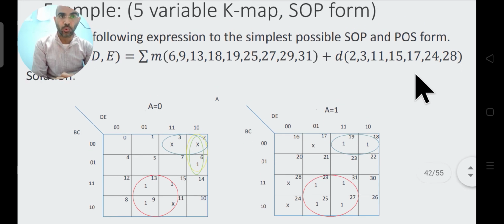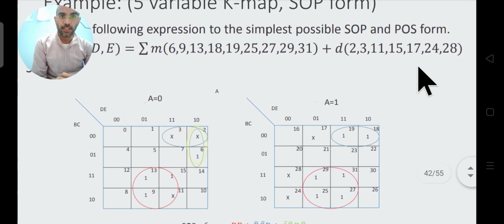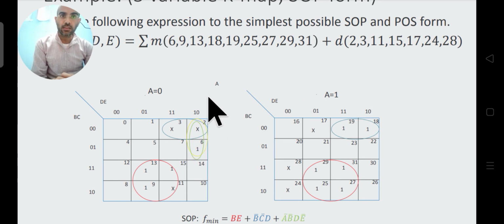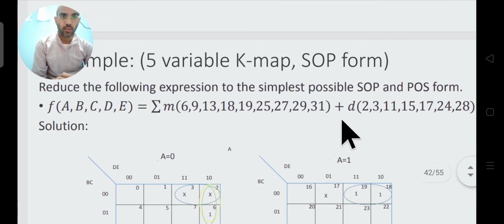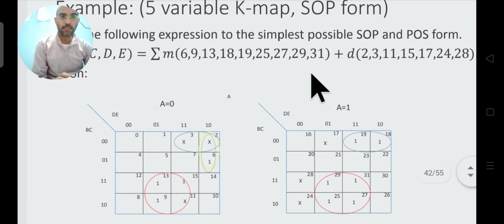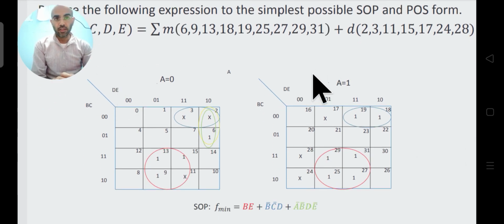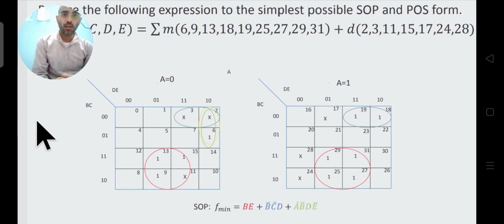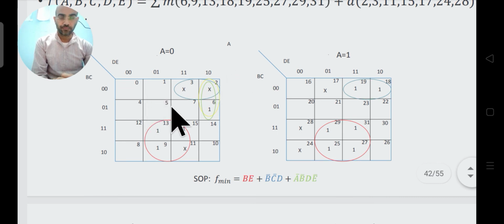In this question I have marked the don't cares with D, with the cross. To make a 32, because 2 to the power 5, because 5 variables are involved, you can see that the highest term available here is 31, and it is a 5 variable expression. So a 5 variable function will have 2 to the power 5 cells. How can we draw 2 to the power 5 cells? We draw it in this form.